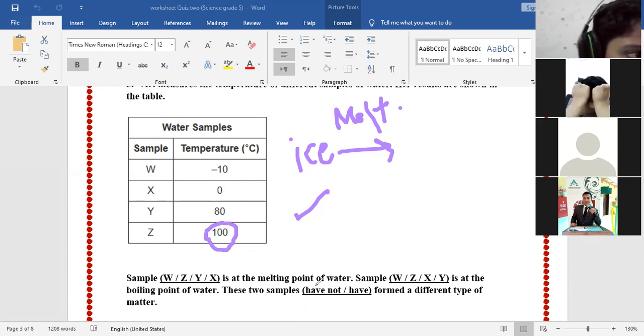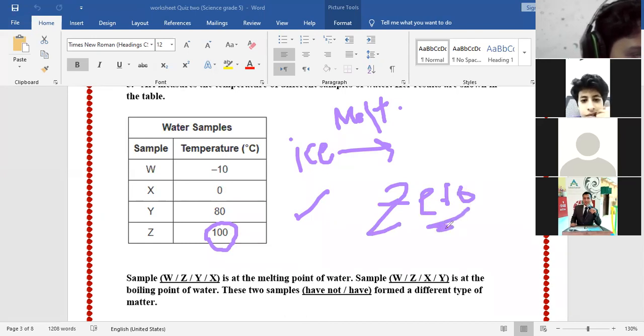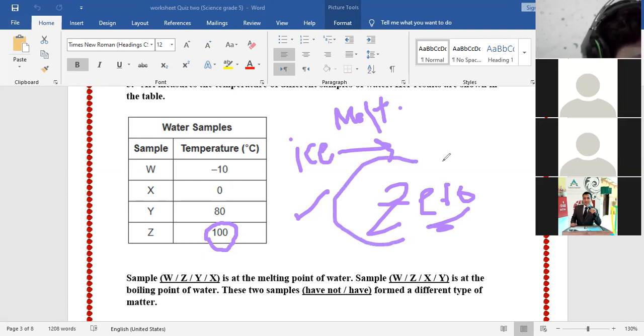Z is wrong. The melting point of water is 0. The water can melt at 0 temperature Celsius. Mister, I want to ask one question. Please stop. Okay, wait. Meshal, with me. Okay, I say the melting point of water is 0. The temperature at which the water melts is 0. Okay, so it is X, not Z. The melting point of water is 0.